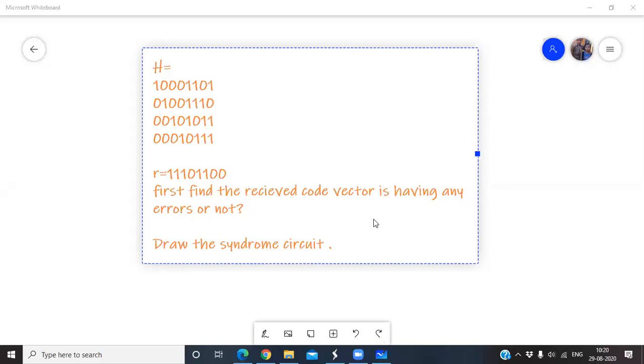If you want, you can take R naught, R1 like that, then S naught, S1, S2, S3 are the syndromes. First, S is equal to R into H transpose. First, you have to identify whether there is any error or not. Do it fast.